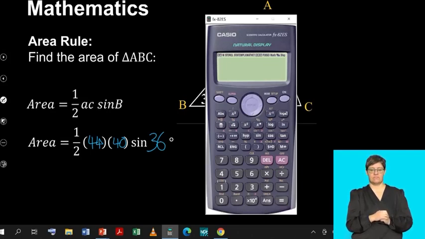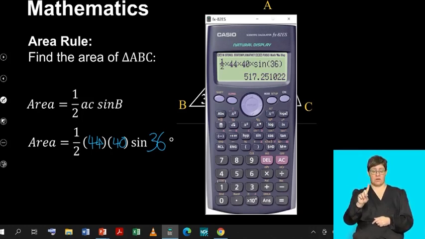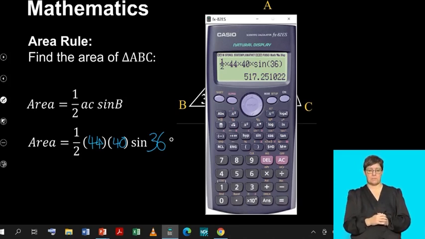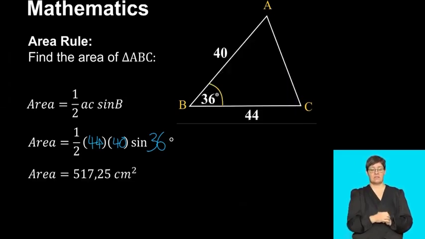If you put this into the calculator, we're going to get half times 44 times 40 times sine of 36. And our answer is 517.25. And remember again, we are rounding off to just 2 decimal places. So our answer is 517.25 centimeters squared.